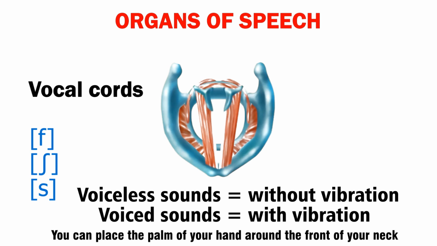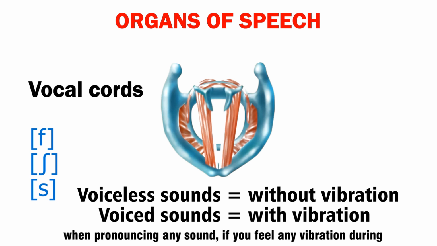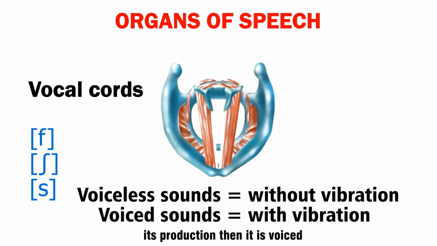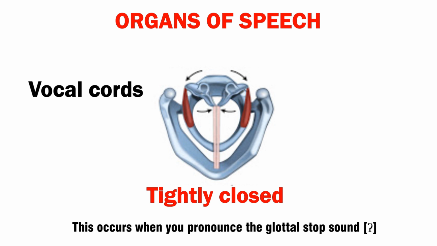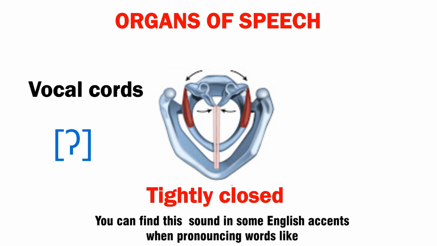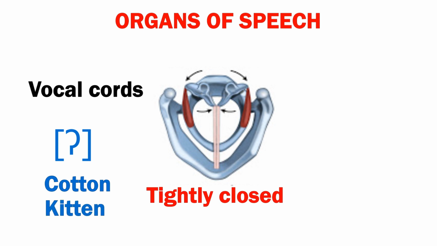You can place the palm of your hand around the front of your neck when pronouncing any sound. If you feel any vibration during its production, then it's voiced. If there is no vibration felt, then it's voiceless. The second state is when the vocal cords are tightly closed. Here the air passage is completely blocked. This occurs when you pronounce the glottal stop sound and you can find this sound in some English accents when you pronounce words like cotton or kitten with a glottal stop instead of a t.